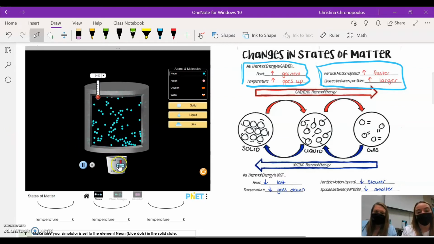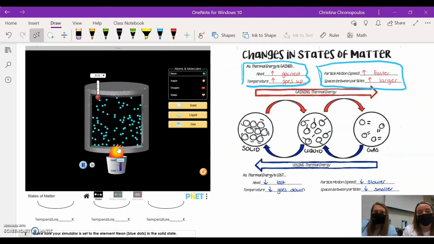So if we were to keep adding heat energy, let's see what happens to these particles. Notice that they start to bounce around and bump into each other a lot more. We can see that they're taking up all the space of that container and really kicking up their motion. At this point, it's converted entirely to a gas. So we started with a solid, and when energy was added, it turned into a liquid, and now it's reached a full gas state as well.